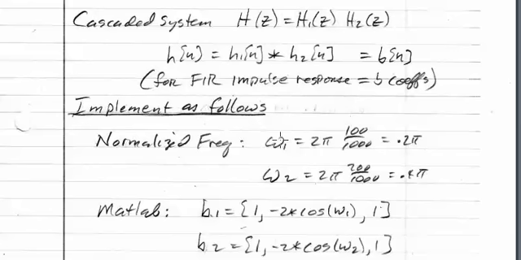For example, suppose omega 1 and omega 2 are the two notches. In discrete time, to make a discrete time filter, you always operate using normalized frequency. This is the most common mistake I see. People forget to normalize the frequency. When you're in discrete time, use normalized frequency. So omega is 2 pi times the frequency normalized by the sample rate. So that's 0.2 pi. The second notch needs to be at 0.4 pi.